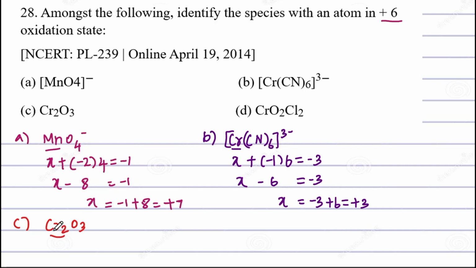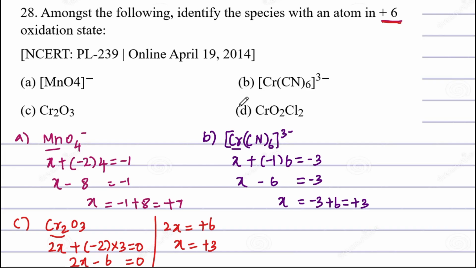Cr2O3. Let us find the oxidation state of chromium. 2X plus -2 into 3 equal to 0. So 2x minus 6 equal to 0. 2x is equal to +6. So the value of x is +3. So option C is also not correct because in the question they are asking the compound with an atom in +6 oxidation state. So obviously the correct option is option D only because the other three options are not correct.